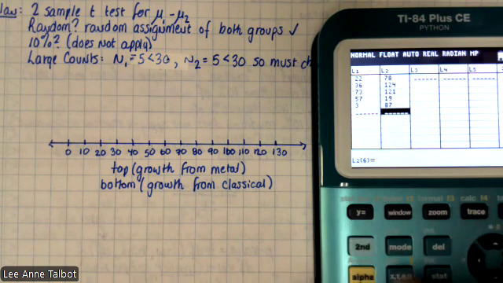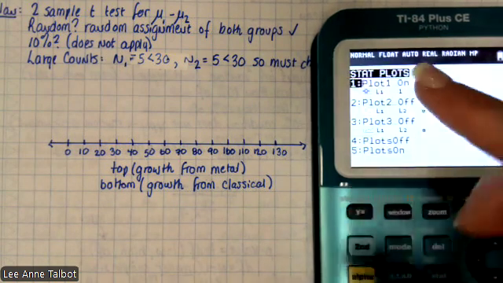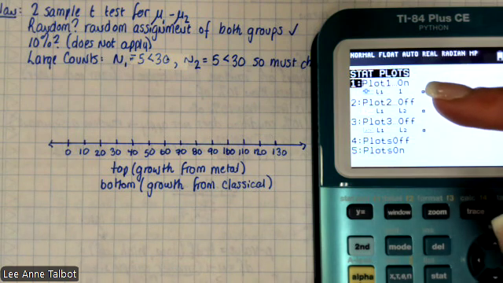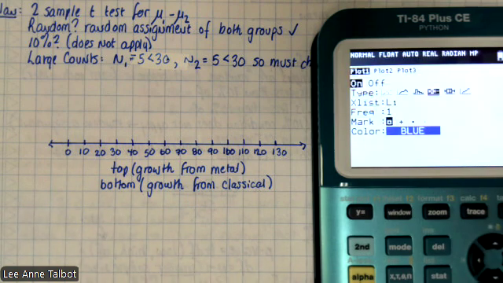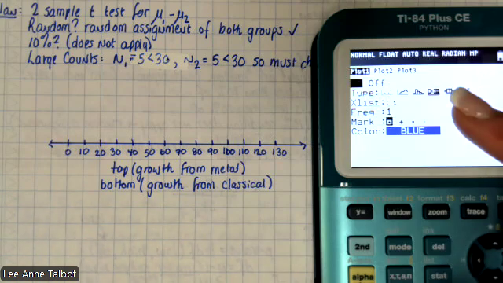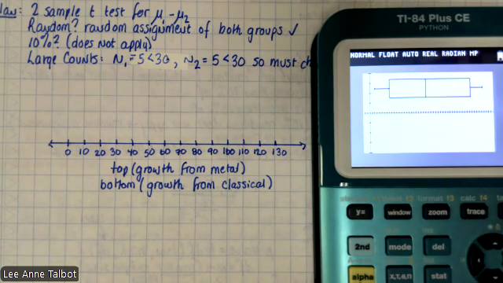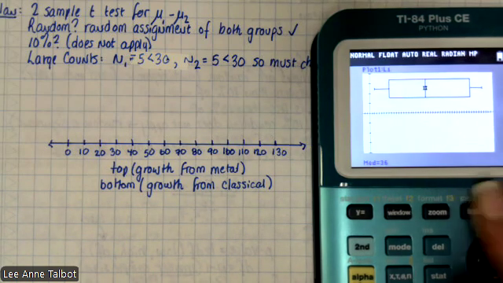So now I'm gonna go second y equals, and you want to make sure this is probably still on from yesterday. If it's not, go into the settings, make sure it's set up like this. And if you're fancy, you could do both at the same time. I'm just gonna do one at a time. So the settings should look like this, and then hit zoom 9. And then the trace button.